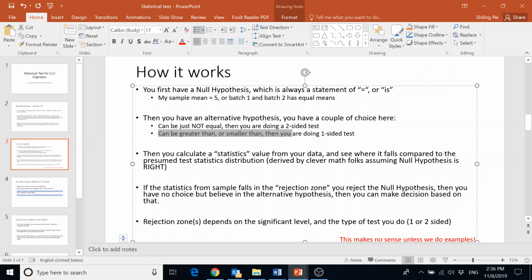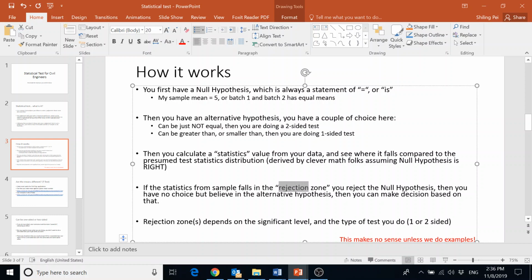Once you do that, you can then make a decision based on that. So at the end of this, you either accept or reject your null hypothesis. And if you reject it, depending on what your alternative hypothesis is, you can make some other conclusions.